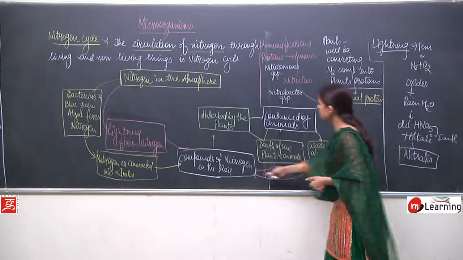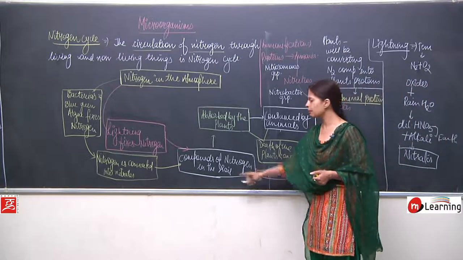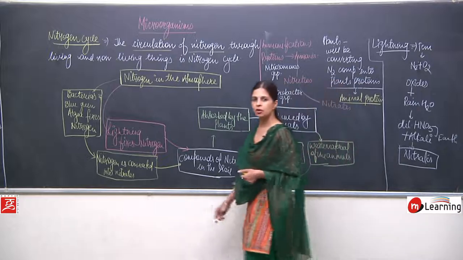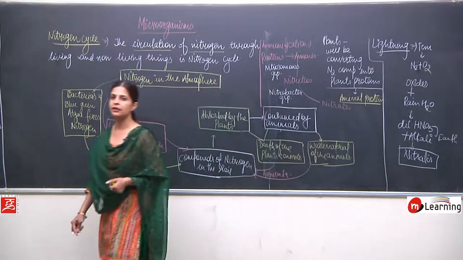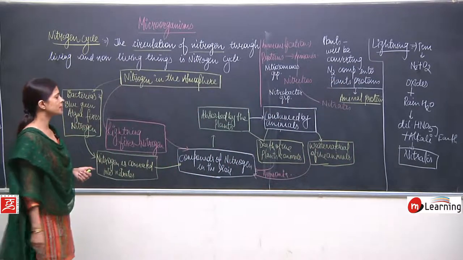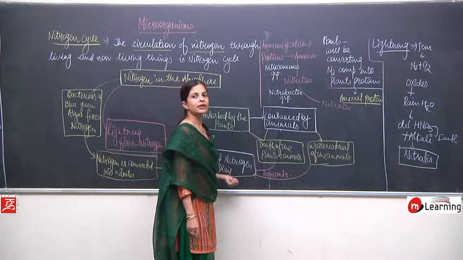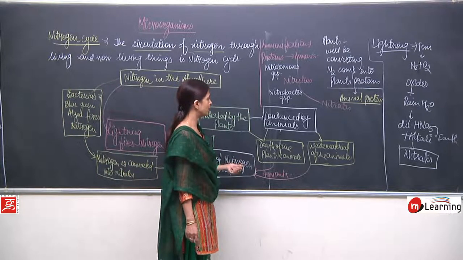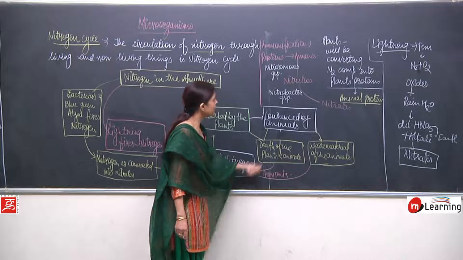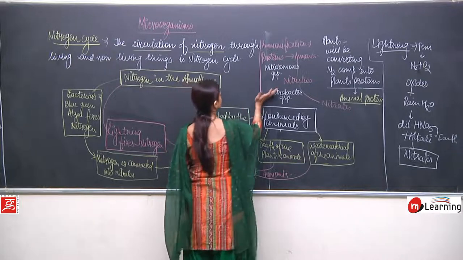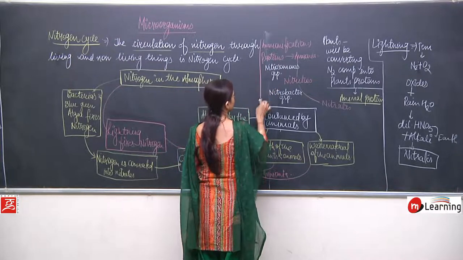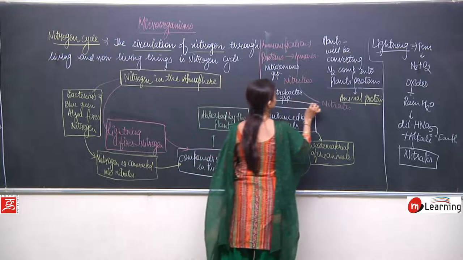Now this comes into the ammonia. Ammonia gets mixed into the soil, and it again gets converted by certain processes into nitrates. Now what will happen? Now, these nitrates, I'll have to rub a little over here. This is not the part of the cycle. This is the explanation.